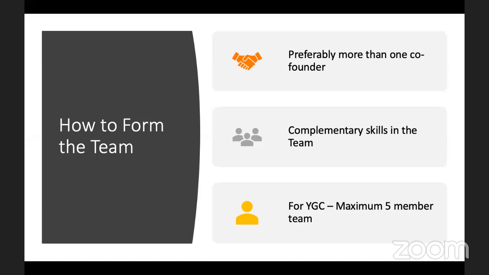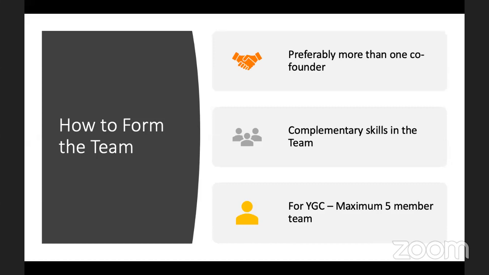If that's not going to be possible at this point of time, we've also seen startups who come in with a single founder, and then eventually post YGC, they look for people who can come on board with them. So that's fine. But the best that we've seen is whenever they have had at least another co-founder being part of the team.